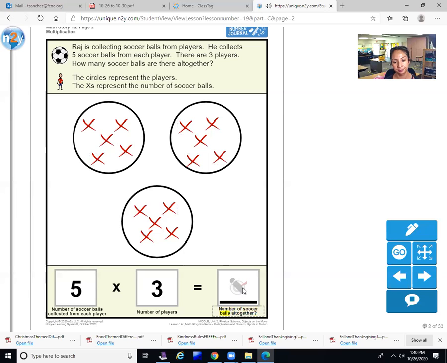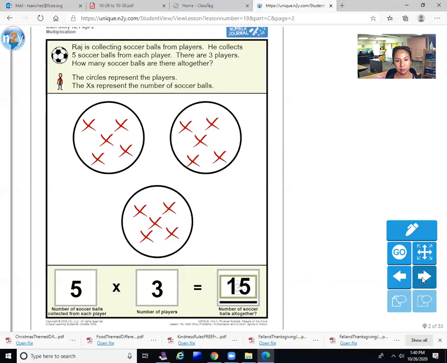Okay, how many balls altogether? Number of soccer balls altogether. 15. And that is correct. That is the answer. You write 1 and a 5. 15. Okay, you ready to do the next problem?